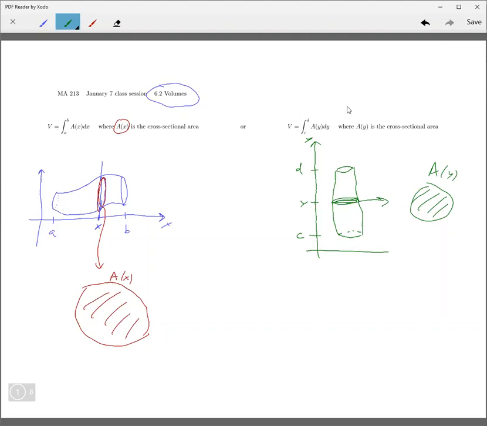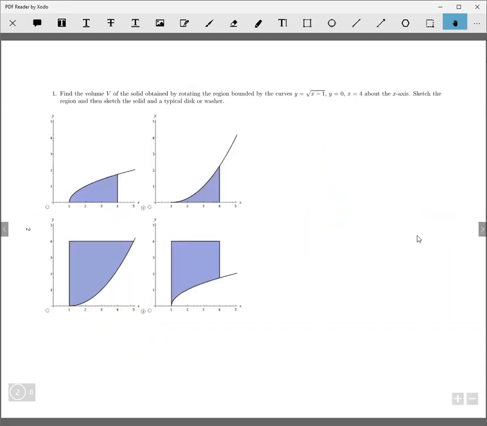Now, in practice, in this section we're mainly going to be looking at solids of revolution, where you take a region and revolve it about an axis. So for example, here's our first example, number 1: find the volume V of the solid obtained by rotating the region bounded by these curves about the x-axis.